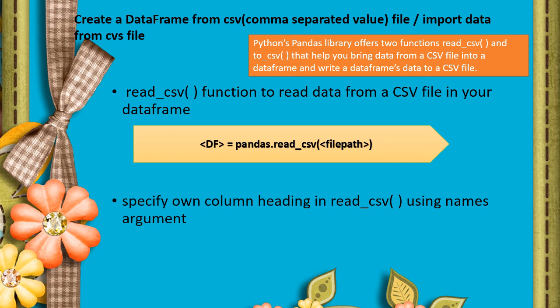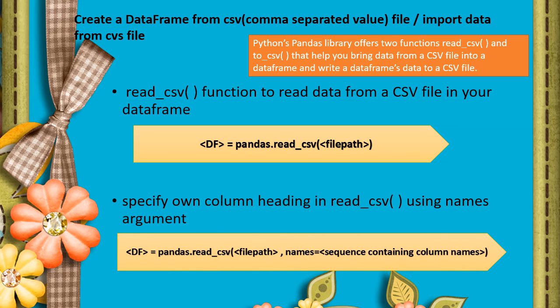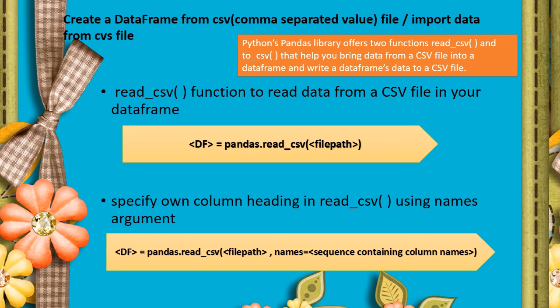So if we want to specify the column titles, we have to pass the names attribute in the read_csv function. That syntax is given: pandas.read_csv, where file path is the path of the file where it is located, and names equal to, we should give the column titles.